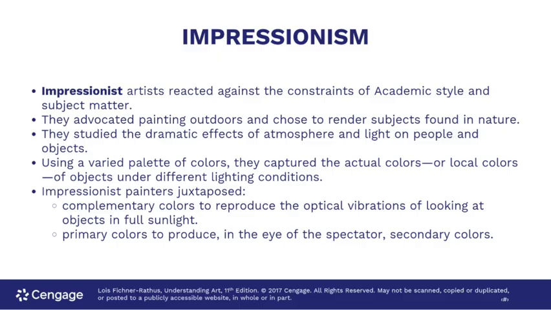The Impressionist artists reacted against the constraints of academic style and subject matter. They advocated painting outdoors, en plein air, as it is in French, and chose to render subjects found in nature. They studied the dramatic effects of atmosphere and light on people and objects. Using a varied palette of colors, they captured the actual colors, or local colors, of objects under different lighting conditions. Impressionist painters juxtaposed complementary colors to reproduce the optical vibrations of looking at objects in full sunlight, and primary colors to produce, in the eye of the spectator, secondary colors.